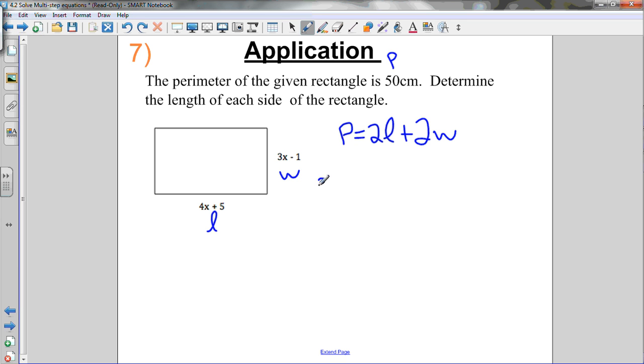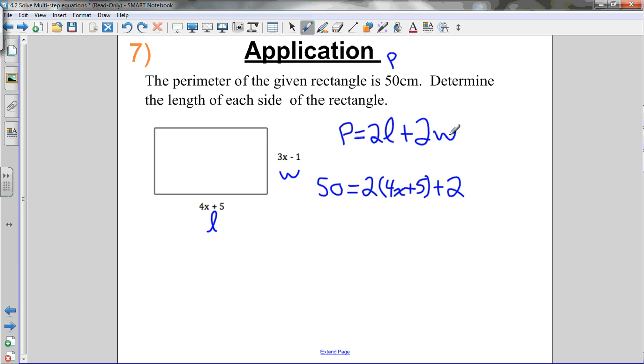I know the perimeter is 50. I do 2 times the length. I know the length is 4x plus 5. So I need to do 2 times this entire thing, 2 times 4x plus 5. So I need to put that in brackets, so I remember to multiply this entire thing, the entire length, by 2.